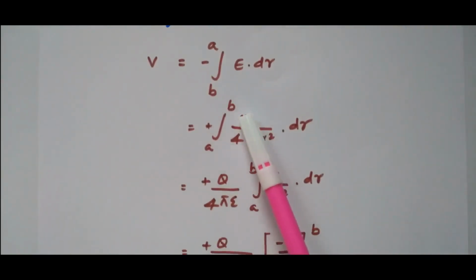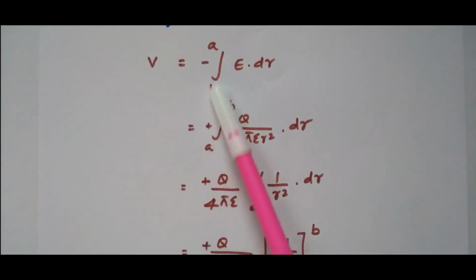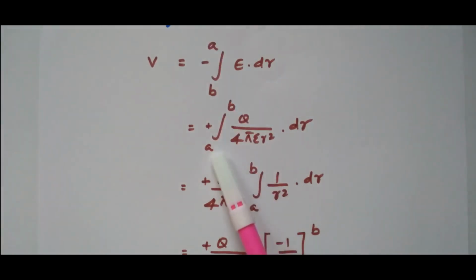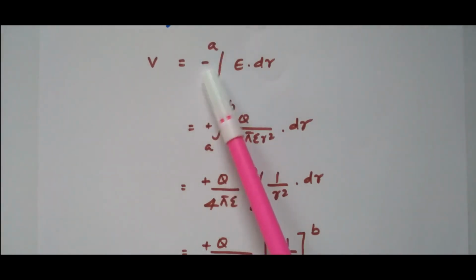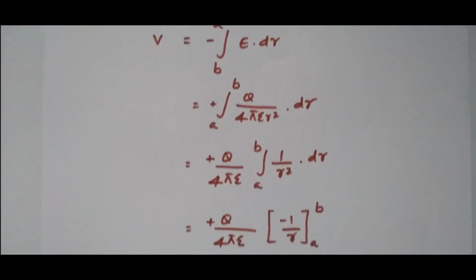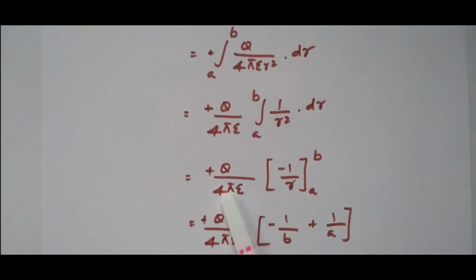E equal to Q divided by 4 pi epsilon r square, into dr. The limit is now interchanged, b to a is now a to b, so that this negative becomes positive, right? Q divided by 4 pi epsilon is now a constant. Only we have the integral a to b of 1 divided by r square into dr, right? The integral of 1 by r square is minus 1 by r, we know very well.